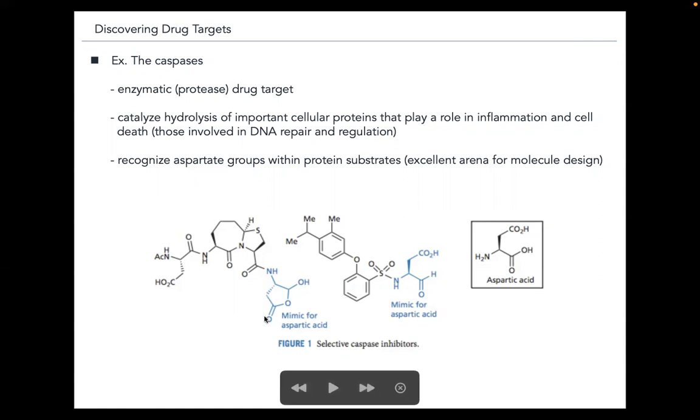But then on top of that, you have these situations where you can develop more cyclic structures, almost in a rigidification type strategy, to potentially create something that's more potent. But most importantly, these are both mimics for aspartic acid, and they function as an inhibitor for the caspases. I think it's really cool.